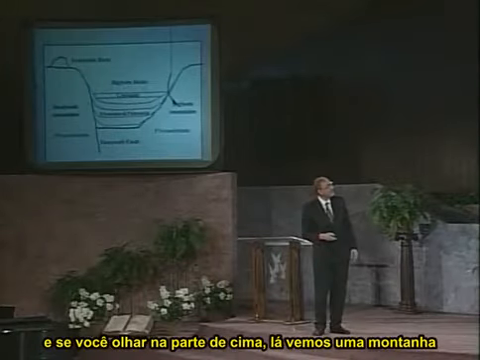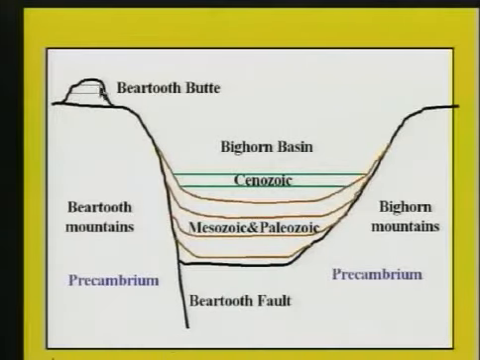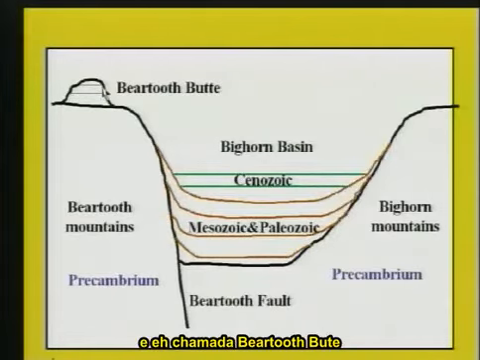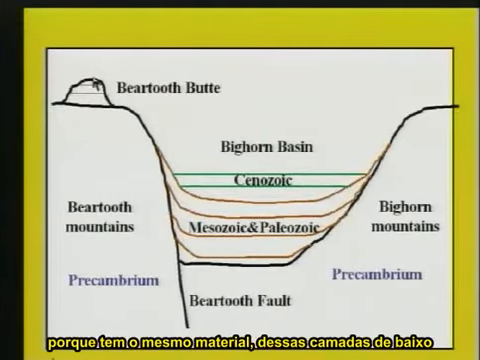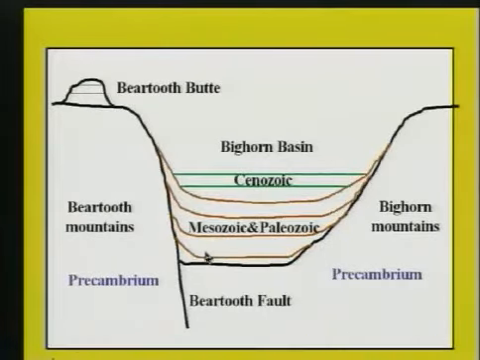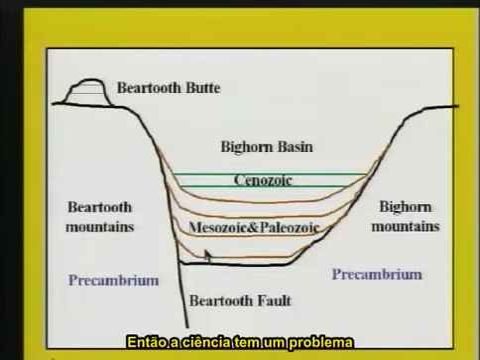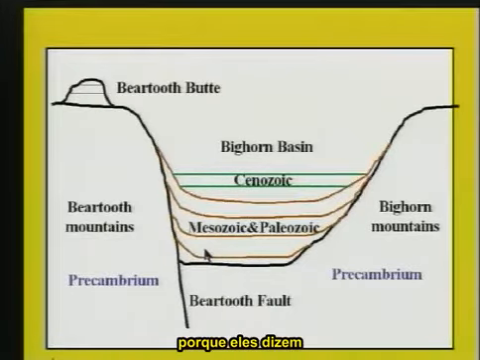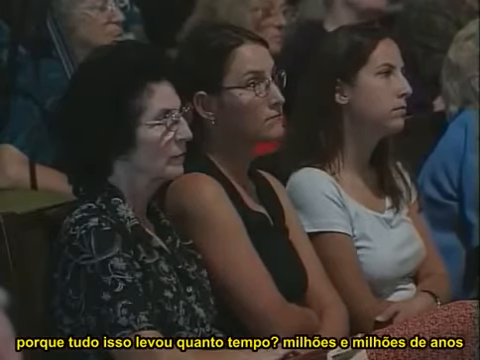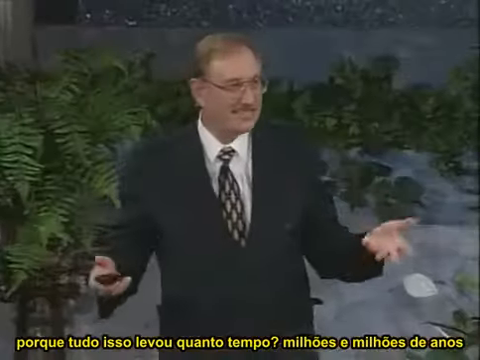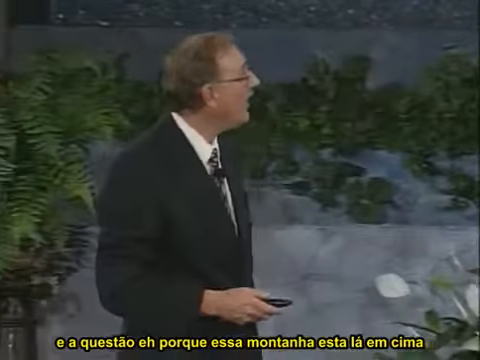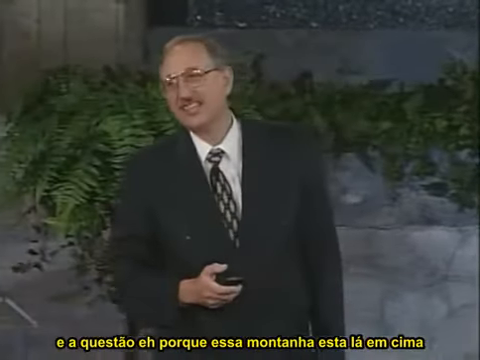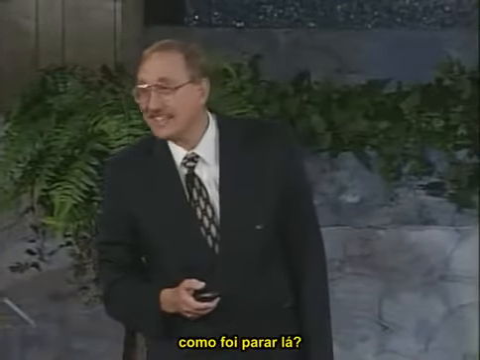And if you look up top there sits a mountain. And it's called Beartooth Butte. And it's a very strange little mountain because it is of the same rock material as those layers down there. Now, science has a problem because they say that all of this took how long? Millions and millions and millions of years. And the question is, why is that little mountain sitting up there? How did it get there?